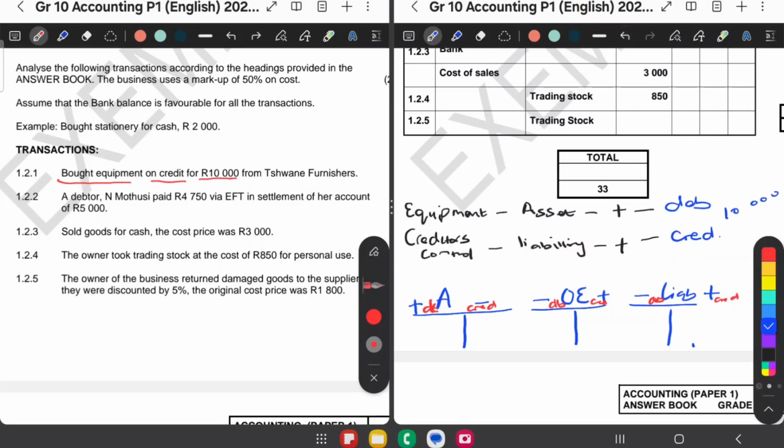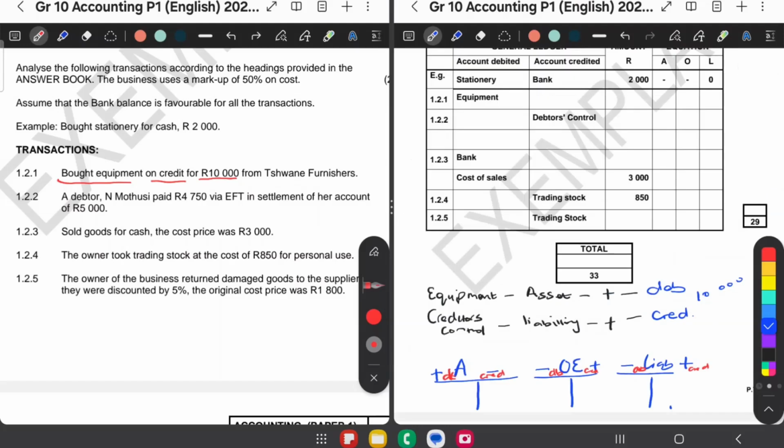So let's go fill this in. Account debited is equipment. Oh, it is there. Do you see they already put that down for you? And then account credited is creditors control. So here I can write creditors control. Then the amount is 10,000.